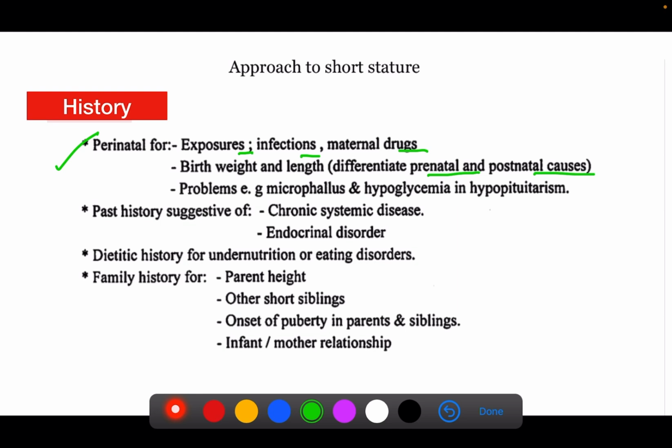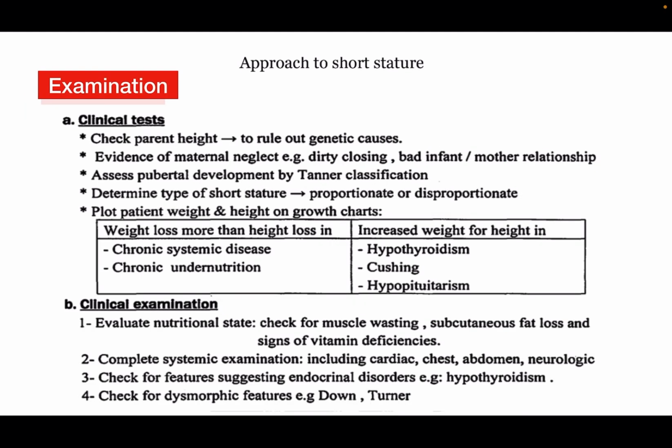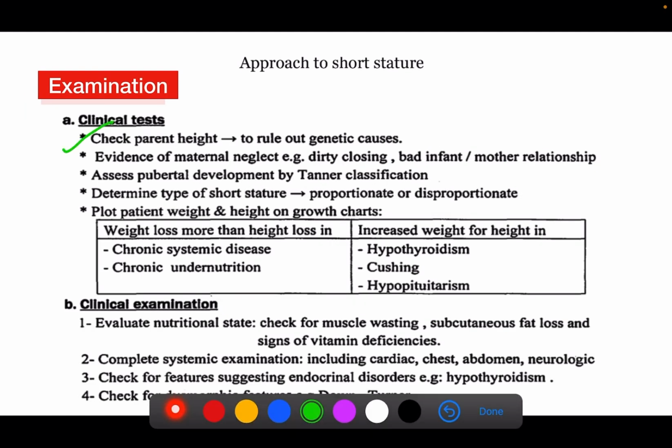Any past history suggestive of chronic systemic diseases, endocrine disorders should be asked. In detail, dietary history should be taken to rule out undernutrition or eating disorders. In the family, we should ask for parents' height, other short siblings, onset of puberty in parents and siblings, infant and mother relationship. On examination, we have to check parents' height to rule out the genetic causes, evidence of maternal neglect like dirty nails, bad infant and mother relationship.